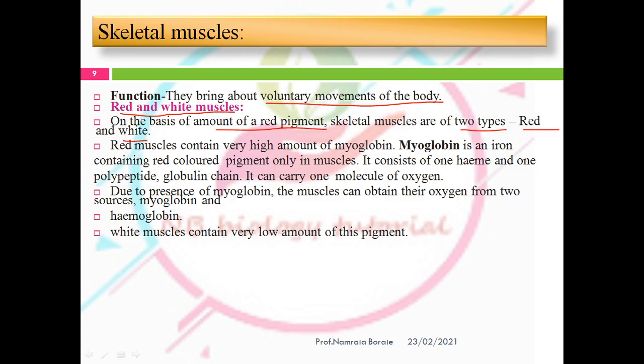The red muscle contains a very high amount of myoglobin. This myoglobin is an iron containing red pigment. Found only in muscles, it consists of one heme and one polypeptide globin chain. It can carry one molecule of oxygen. Due to the presence of myoglobin, the muscles can obtain their oxygen from two sources. The first one is myoglobin and the second one is hemoglobin. The white muscles contain a very low amount of this pigment.